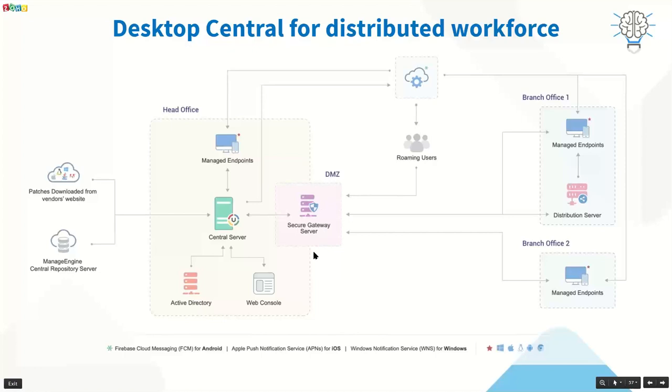Secure Gateway Server helps to connect the machines that are present in the remote site, which are connected over a direct internet connection, and bridges the agent traffic to the Desktop Central Server securely when they connect over the internet. When it comes to remote locations, we have a component called Distribution Server, which is used to throttle bandwidth for the data traffic between the Desktop Central Server and the remote location.